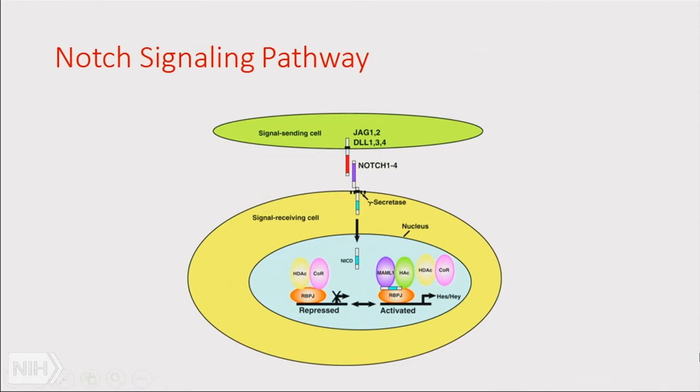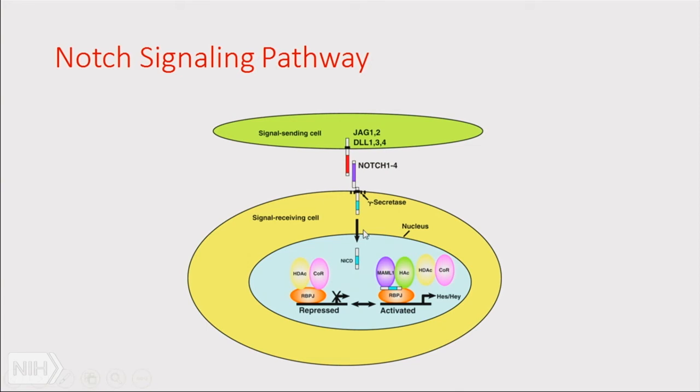All right, so I want to talk a little bit more about Notch signaling. This cartoon shows the signaling cascade of the Notch pathway. The Notch receptors are membrane receptors. So when there's a proper ligand, the Notch receptor will change its configuration so that it exposes its susceptible sites to gamma secretase. Gamma secretase will cleave the Notch receptor so that the intracellular domain of the Notch receptor can serve as a signaling molecule and migrate into the nucleus.